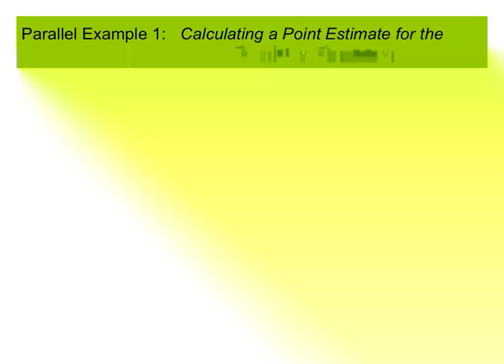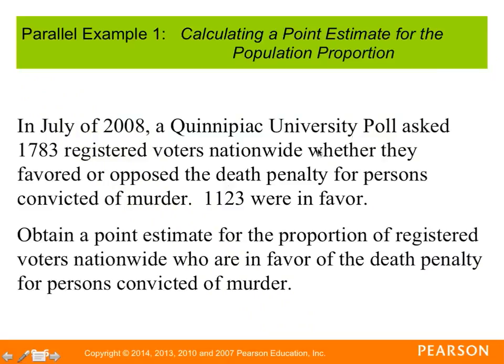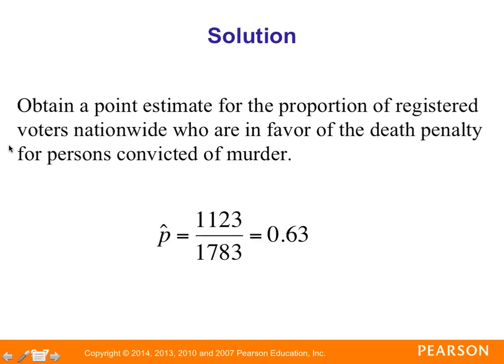In July of 2008, a university poll asked 1,783 registered voters nationwide whether they favored or opposed the death penalty for persons convicted of murder. 1,123 were in favor. If we'd like to obtain a point estimate for the proportion of registered voters nationwide who are in favor of the death penalty, we want to take the number that were in favor, which in our case was 1,123, and divide by the total number who were surveyed, which is 1,783.